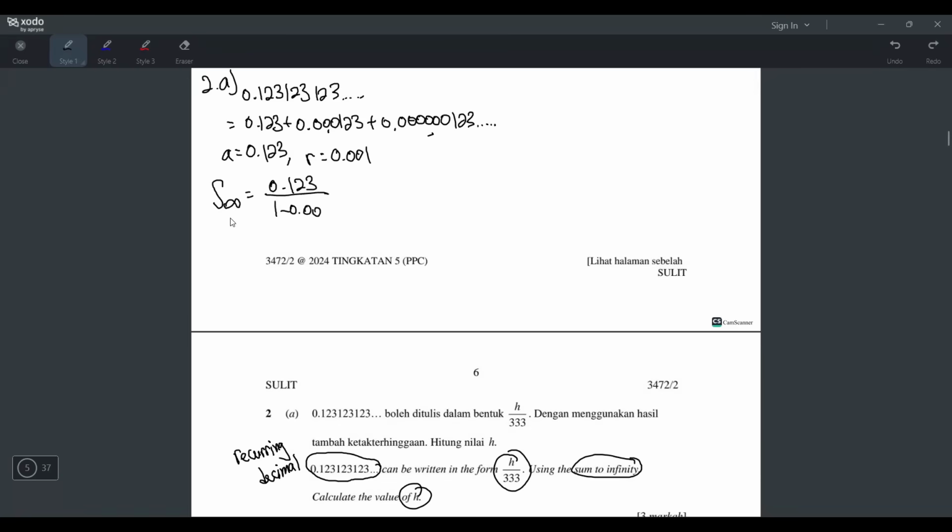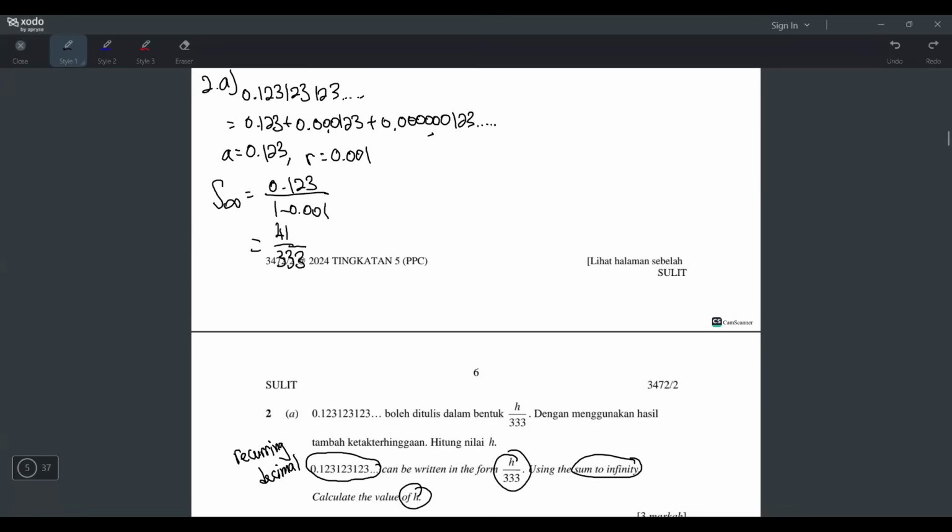Okay, so now you press calculator, and then your calculator will give you back this one. Okay, but you can convert to fraction later. So 1 minus 0.001 and then 0.123 divided by the answer. Okay, my calculator gives me 41 over 333, right? So that's the answer lah.